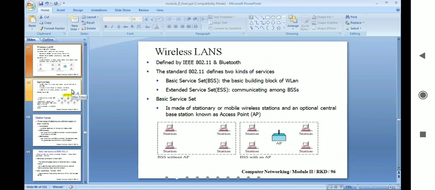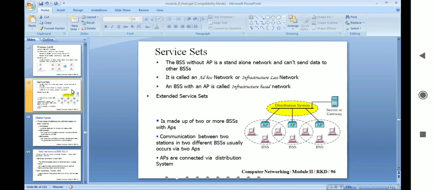Now this is the BSS. Within a BSS, one workstation can communicate with another through the access point. If you want to communicate from one BSS to another BSS, you require an access point. We come to that point, which is called your extended service set.